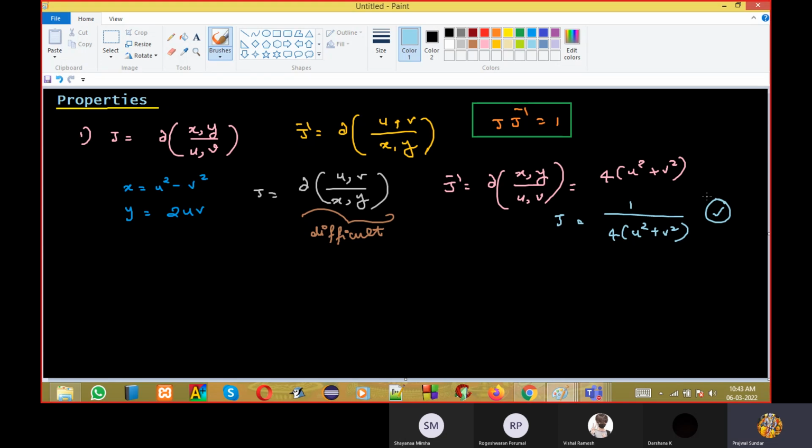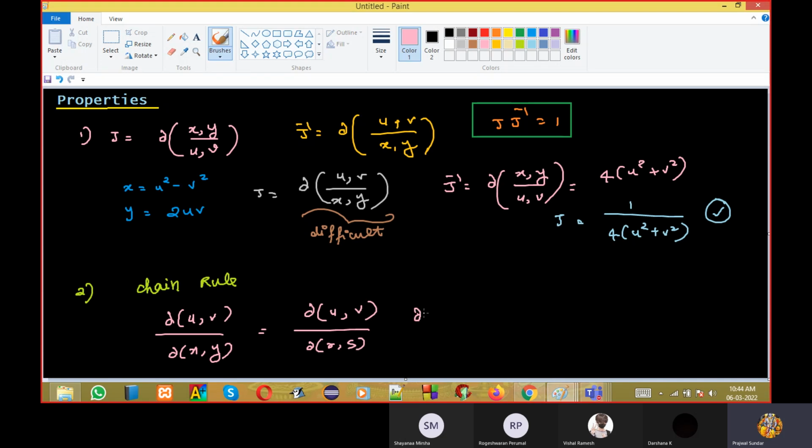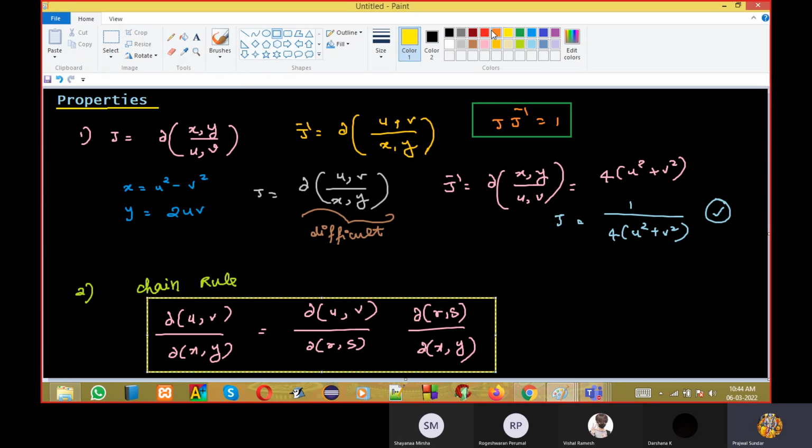That's why this property is very important. Any confusion? Please ask. Second property is the chain rule. Nothing big. Chain rule for the Jacobian. I don't know whether they will ask it in the exam, just get to know of it. Very logical only, nothing for me to explain. You're multiplying and dividing by something: multiplying by dou of r comma s and dividing by dou of r comma s, that's it. Don't break your head over this. I don't think they'll ask anything like this.